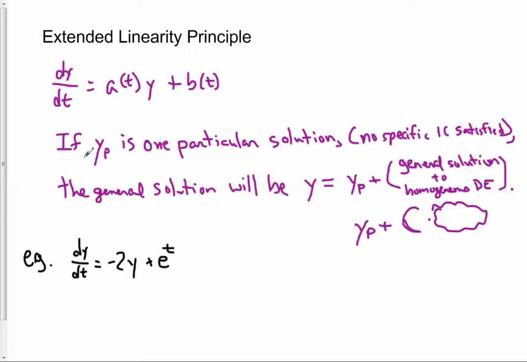Okay, so now, to show you the extended linearity principle, I have to kind of cheat, and give us one particular solution. Remember, that's the whole thing. After understanding this, we're going to go forward and talk about finding the one particular solution. But for now, just so I can show you the principle, let me give you one particular solution. I'm not going to show you where this came from, but let me just give it to you anyway.